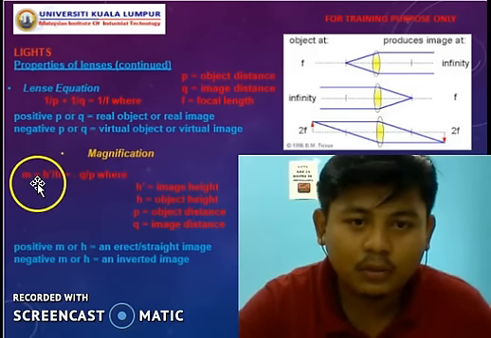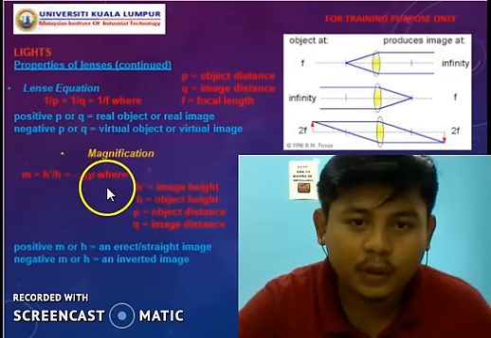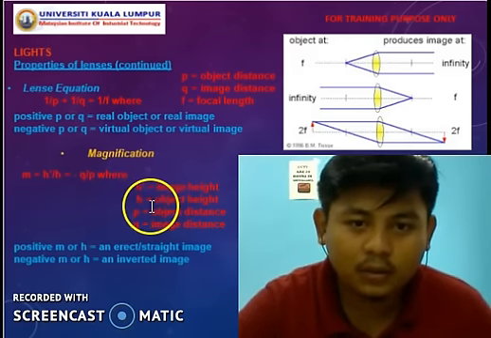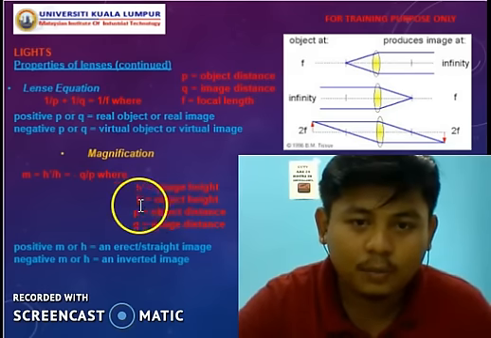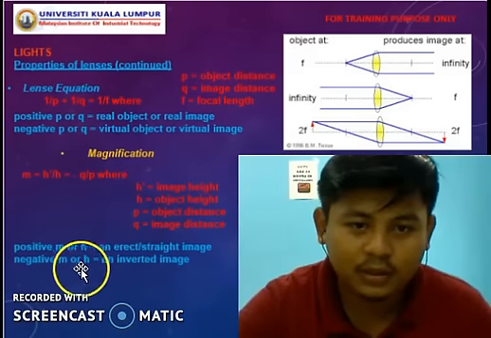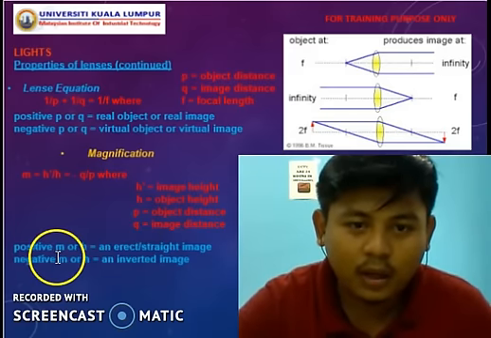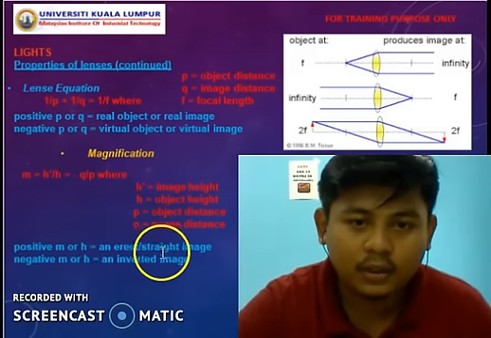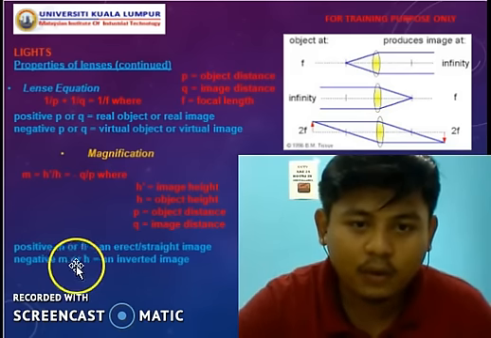Negative P or Q equals virtual object or virtual image. Magnification: M equals H' over H equals Q over P, where H' equals image height, H equals object height, P equals object distance, and Q equals image distance. Positive M or H' equals an erect or straight image. Negative M or H' equals an inverted image.